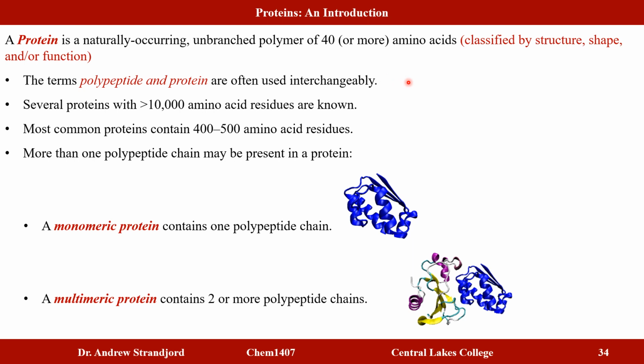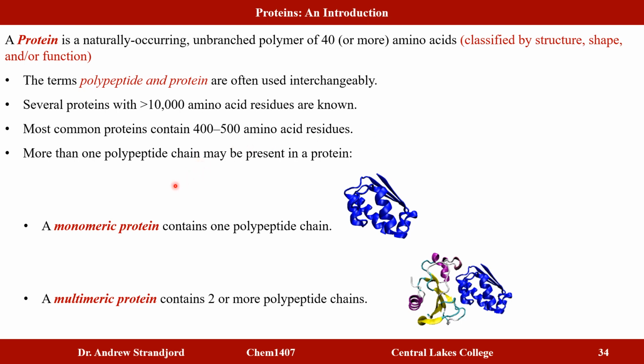The terms polypeptide and protein are often interchangeable, meaning that one population might refer to a certain group of amino acid residues as a protein. Others might discuss them as a polypeptide. It depends on which type of scientist you are. There are several proteins that have more than 10,000 amino acid residues in them. The most common proteins contain somewhere between 400 and 500 amino acid residues.